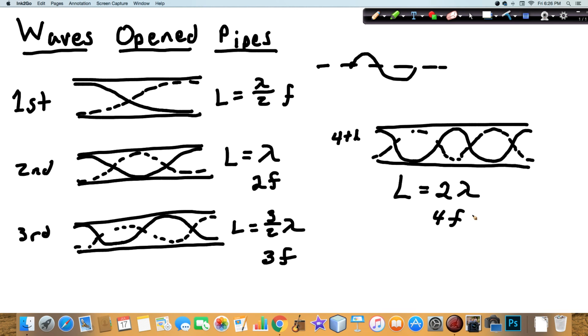So that's how you can visually represent, draw, and understand the wavelength of a wave going through an open-ended pipe. And you can figure out the frequency based off the fundamental frequency. You can also figure out the wavelength in relation to the length of the tube by saying the length of the tube is equal to how many wavelengths.